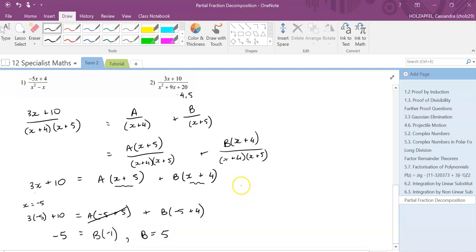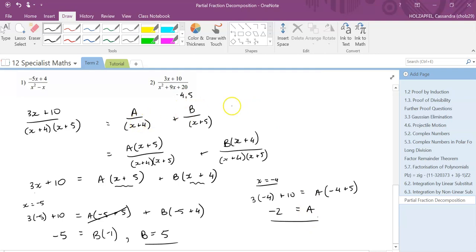Okay, let's do the same thing now, except we're going to use x is equal to -4. So then we're going to have 3 lots of -4 plus 10 is going to be equal to a times (-4 plus 5) plus b times (-4 plus 4), which is going to cancel, so I'm not even going to bother writing it. -12 plus 10 is -2, and that will be equal to a times 1, so -2 is equal to a.